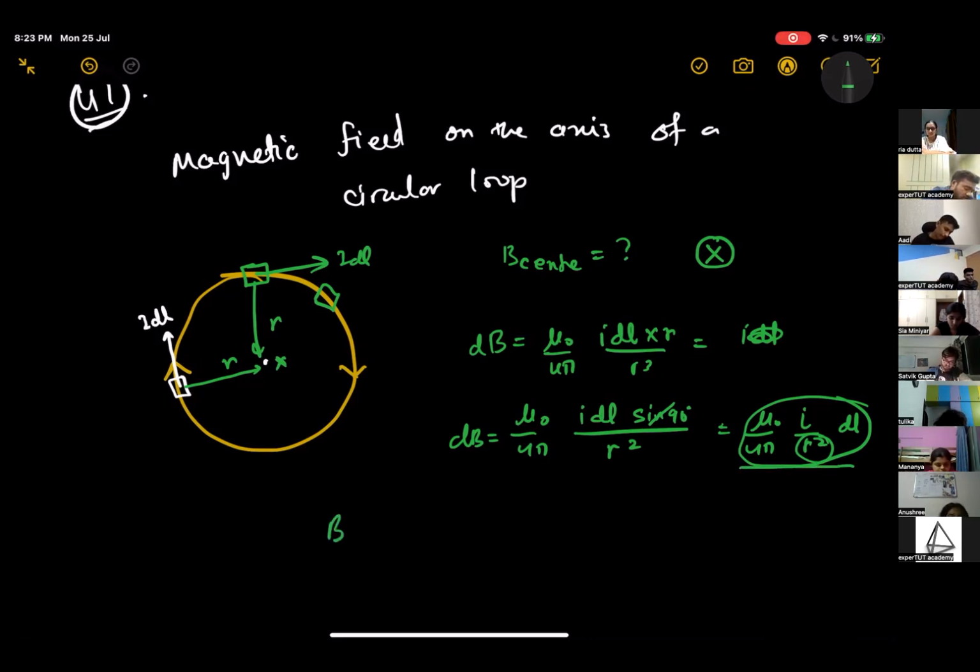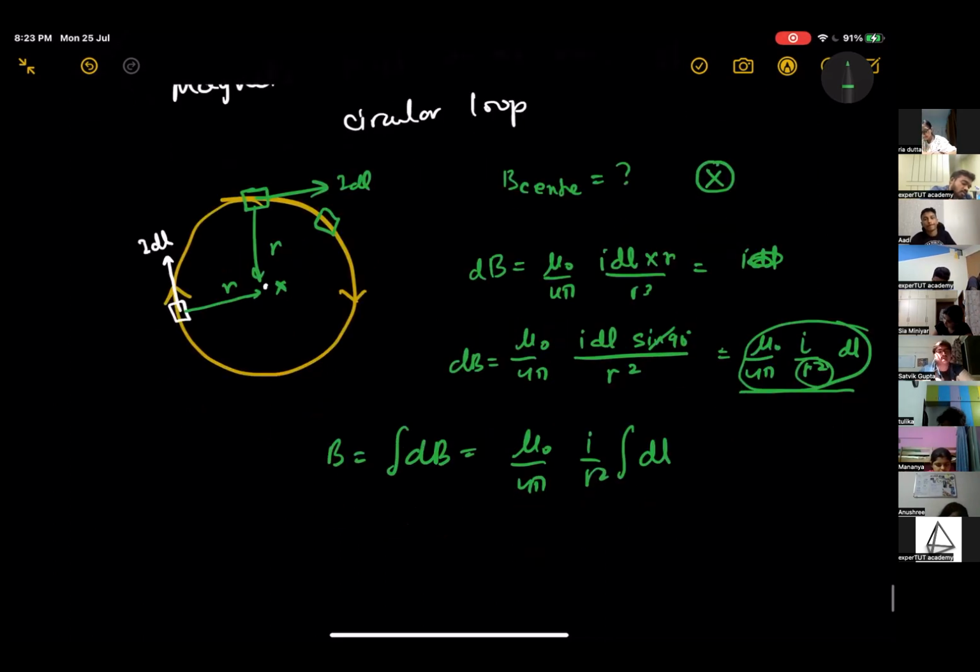So what is the net magnetic field? Net magnetic field is integral dB. Integral dB is mu naught by 4 pi I by R square. Basically, I'm adding all these. Integral dl will come only. I is a constant, R is also a constant. What is integral dl? What was dl? A small length. What is the total length? 2 pi R. Understood?